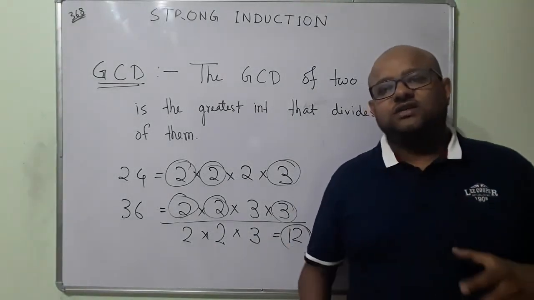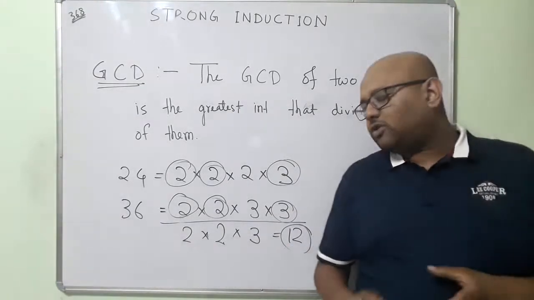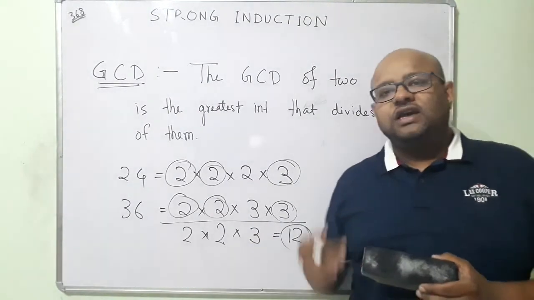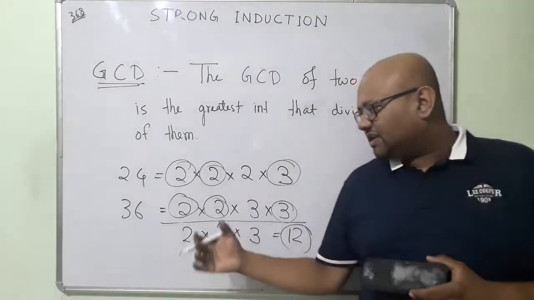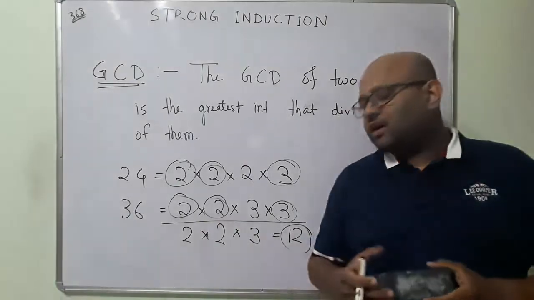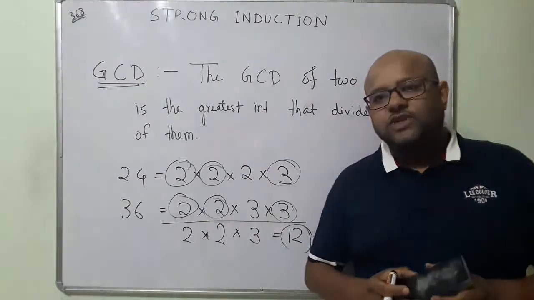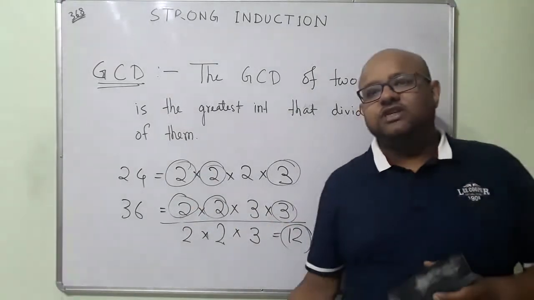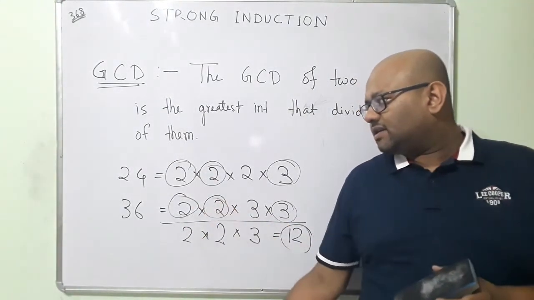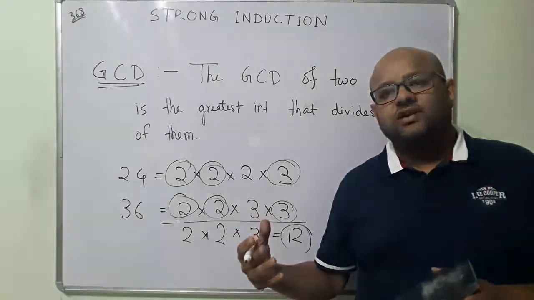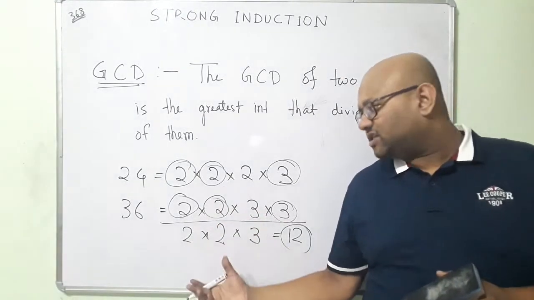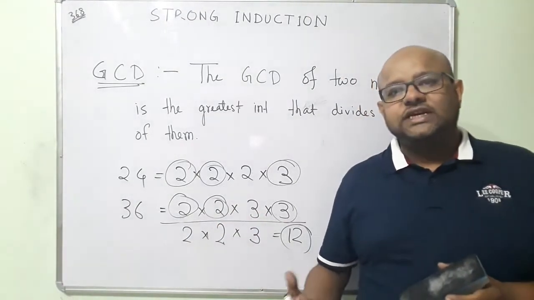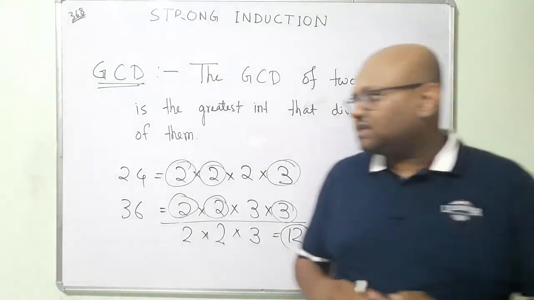Okay, now there is a problem with this algorithm. The problem is that finding prime factors is a very expensive process. It is going to take lots of time. Okay, so because of that reason, this is not a good algorithm. In terms of time complexity, this is very expensive. Okay, so is there any better algorithm? That is the question.